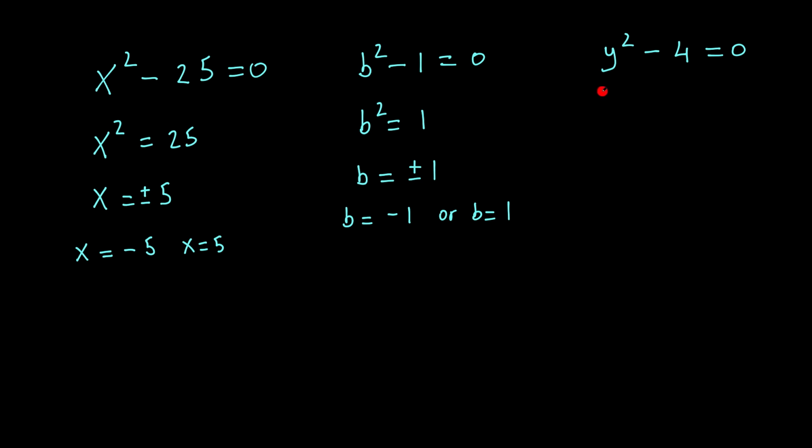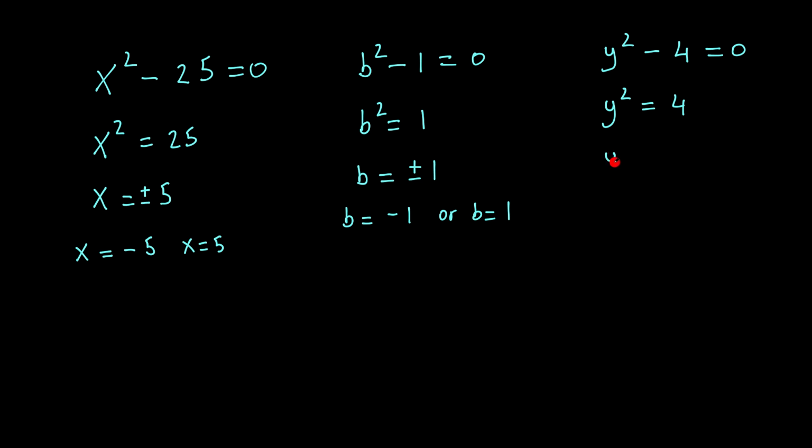Now for this one, once again, why don't you pause the video and just solve this and see what you get, if you get the right answer. Okay, so let's go ahead and solve this one now. So we've got y squared is equal to 4. That's us taking the negative 4 to the other side, and it becomes positive.